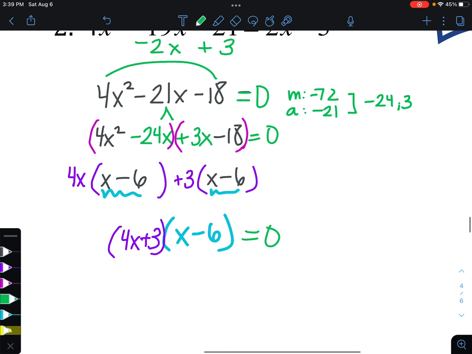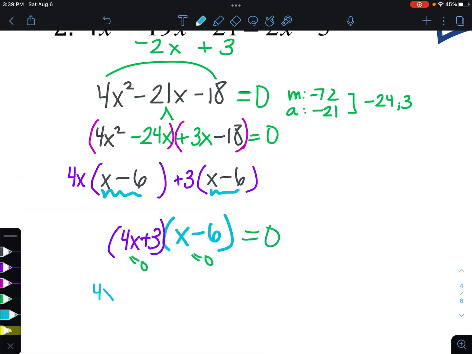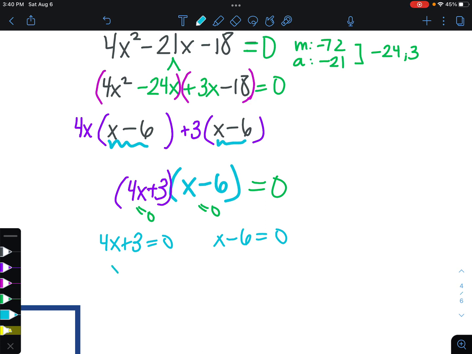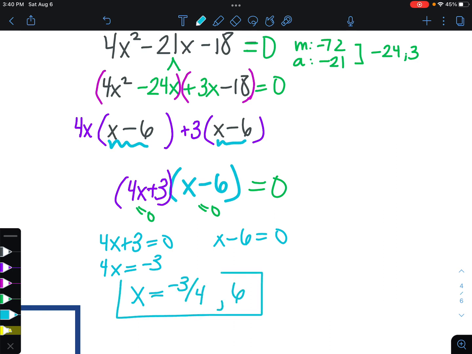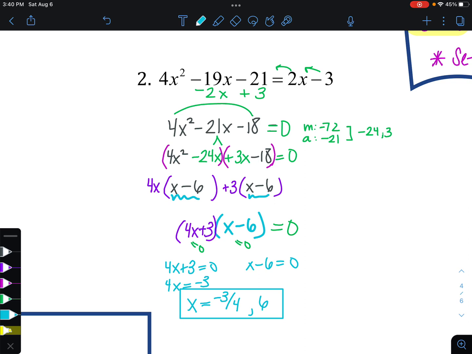This equals 0. So now I'm going to set each of these guys equal to 0 separately. So here I have 4x plus 3 equals 0. X minus 6 equals 0. So I'm going to get, if I subtract the 3, I get negative 3/4, and here I get positive 6. So we get our two solutions to this quadratic equation. Again, please feel free to pause or rewind if it's going a little too quickly.